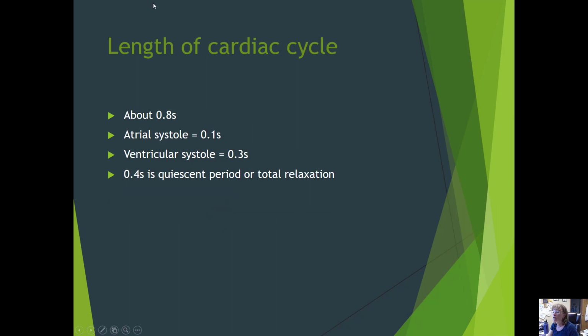How long does it last? About 0.8 of a second. The atria contract for about 1/10 of a second. That's why the AV valve holds on to the signal from the SA node for 1/10 of a second. Ventricular systole, it is about 0.3 of a second.